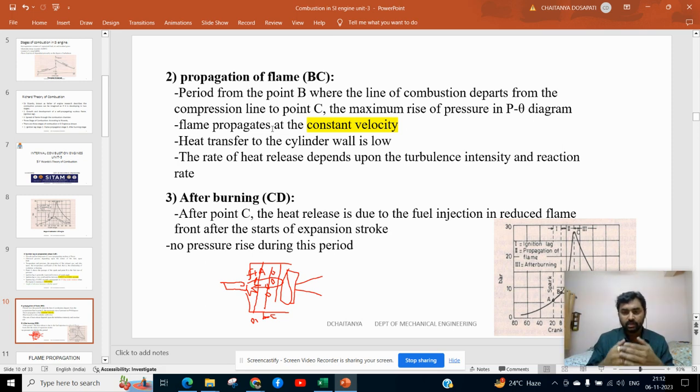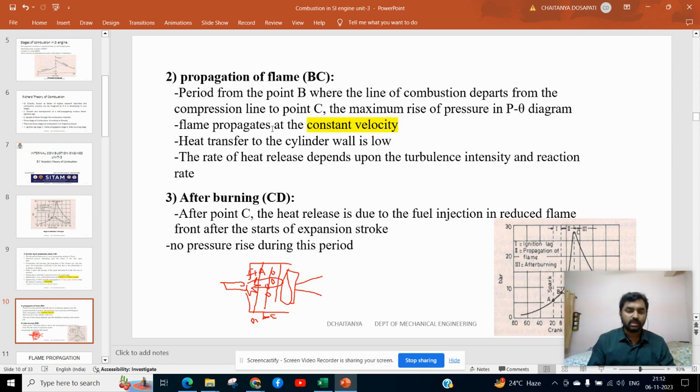Here he has observed the pre-heater diagram. The flame propagates at constant velocity, and the heat will be transferred along the cylinder wall toward the cylinder wall. That will be lower. And he has identified the turbulence intensity of flame and reaction rate.